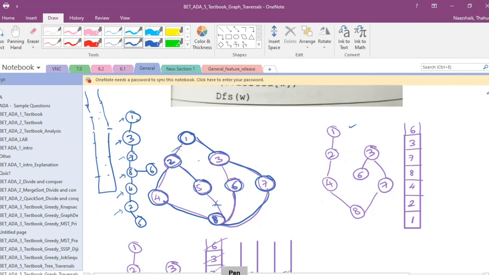Right. So your depth first in this case looks like 1, 3, 7, 8, 6, 4, 2, 5. So you can write something like this. This is how your depth first search looks like.